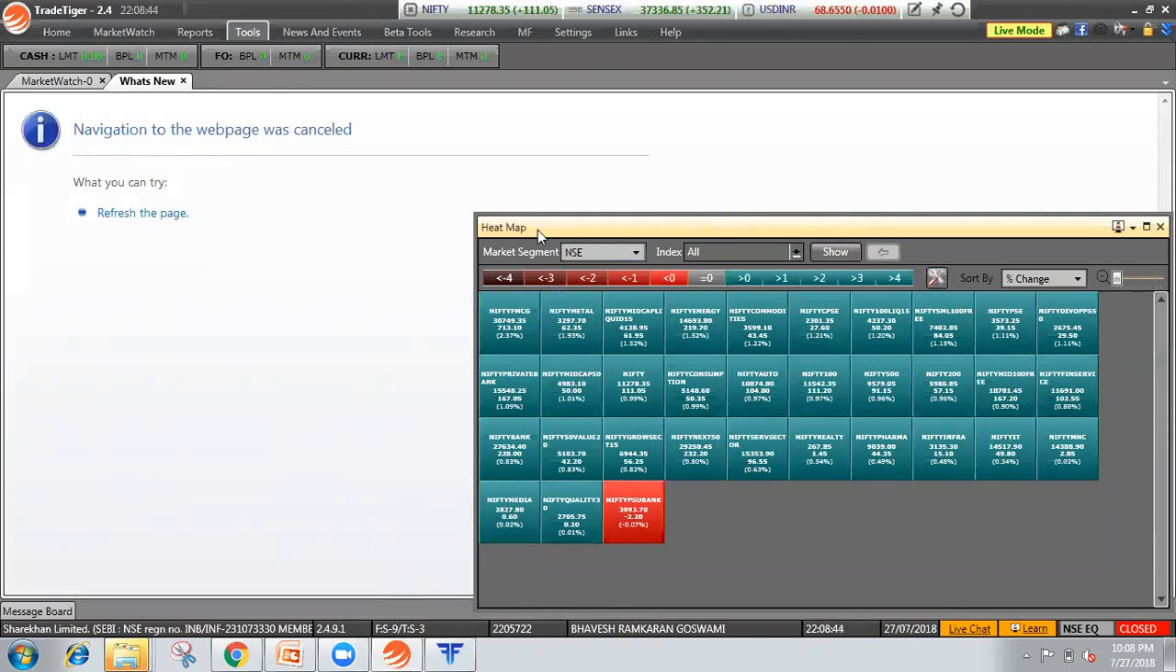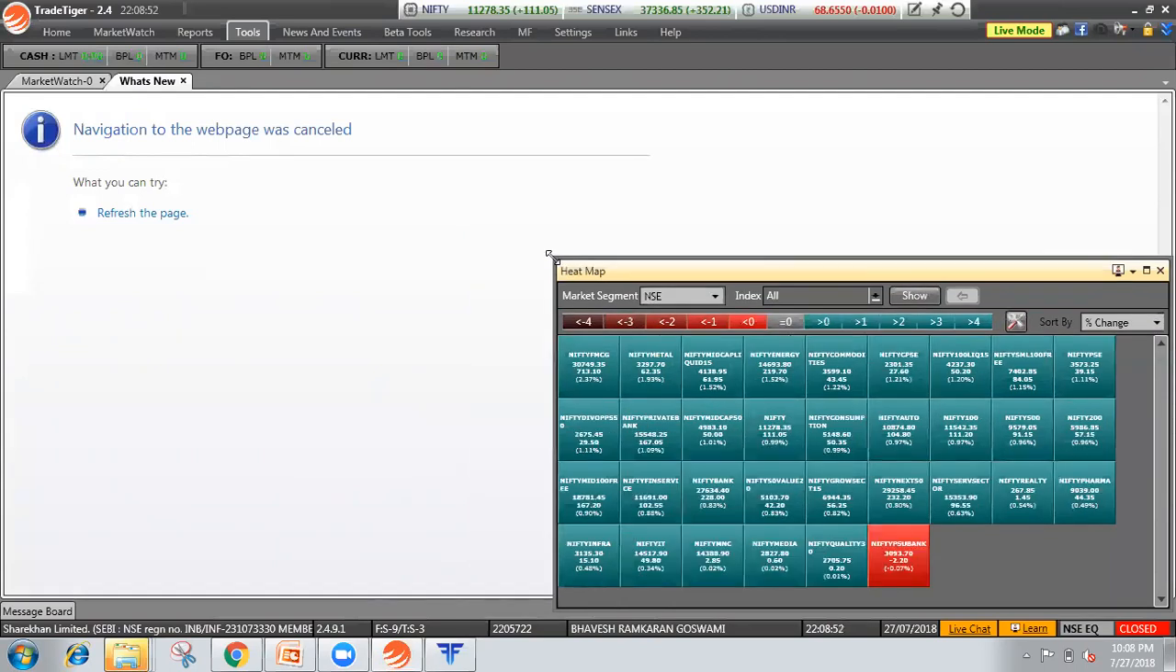So we are doing trade analysis, trading based on sectoral analysis. We are trading based on sector analysis. So we require a heat map which shows sector-wise. So this is called sectors. This is the FMCG sector. This is the PSU bank sector.